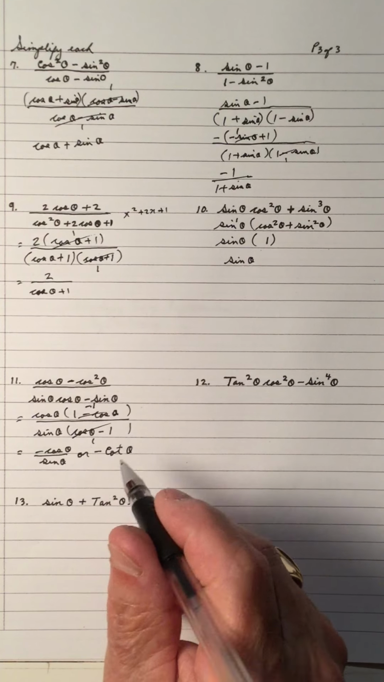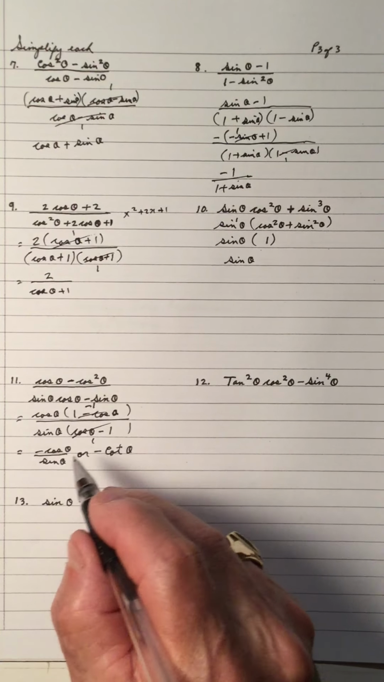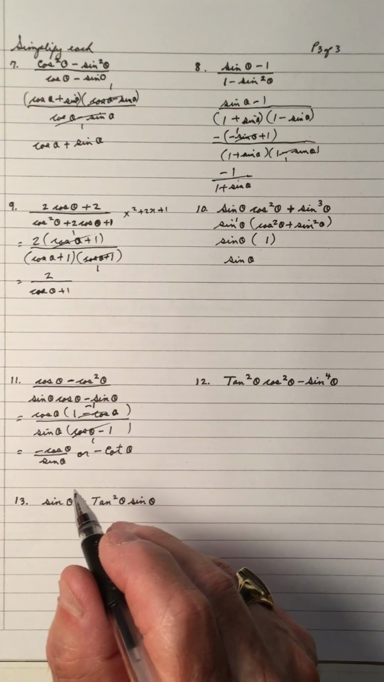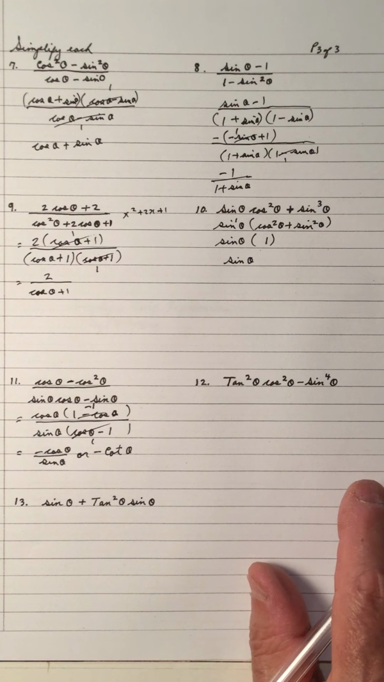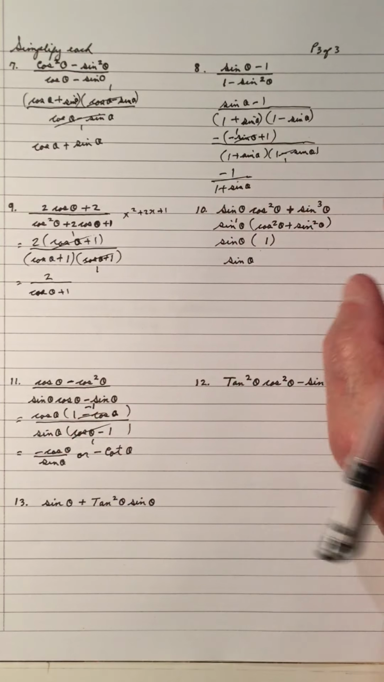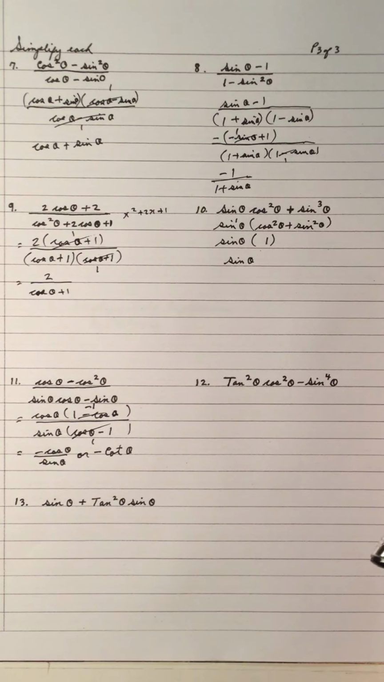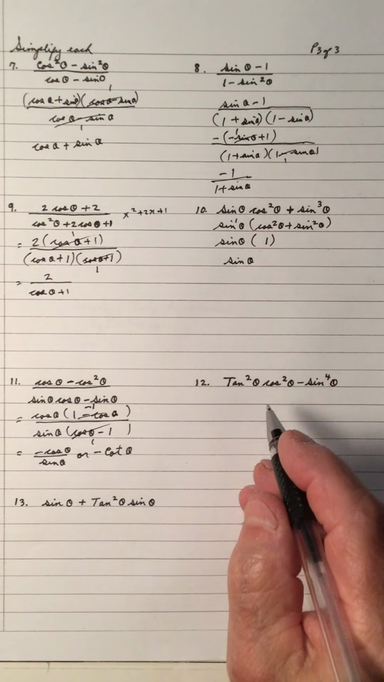So again, you'll know which one to do when you get to identities. You have to wait another video, then I'm starting identities. I'm doing all these simplifications to get ready to prove identities.